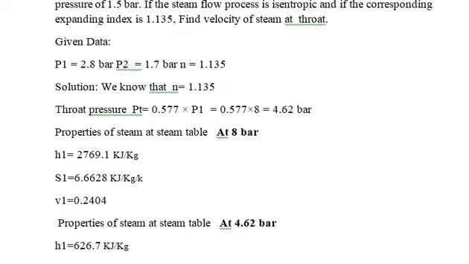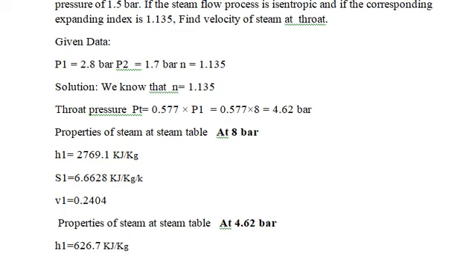First of all, in this numerical, the dry saturated steam having a pressure of 8 bar enters the CD nozzle. CD means convergent divergent nozzle, and it leaves at a pressure of 1.5 bar. If the steam flow process is isentropic, the flow process is considered as an isentropic process. The corresponding expansion index is 1.135. Find the velocity of steam at throat.